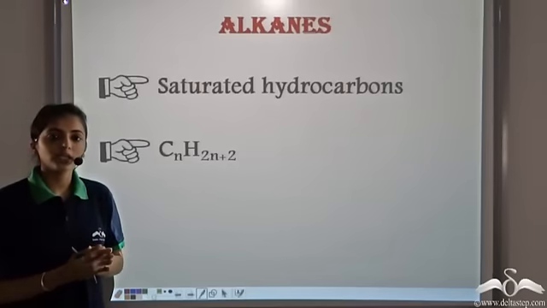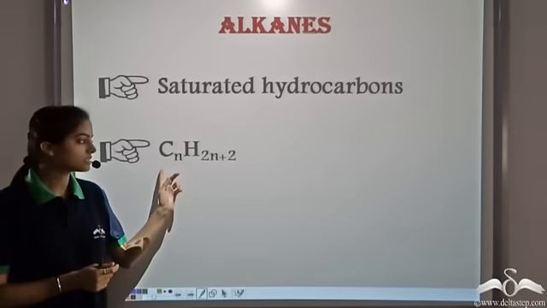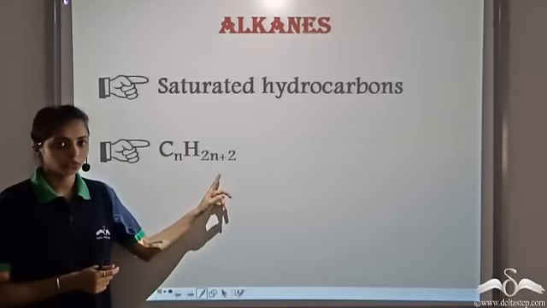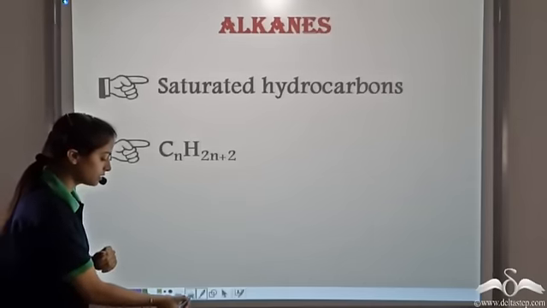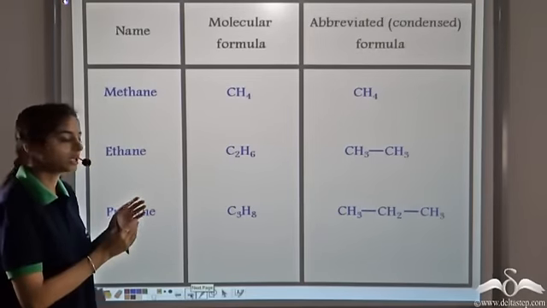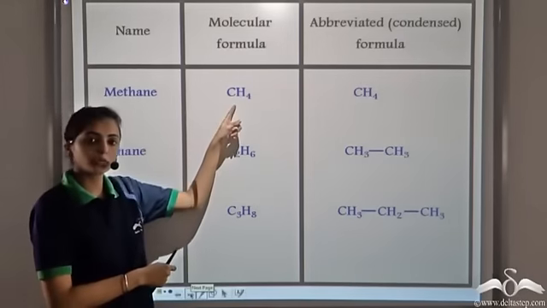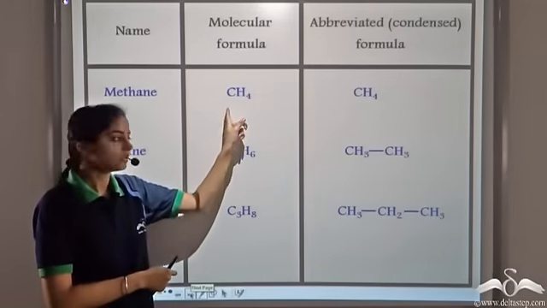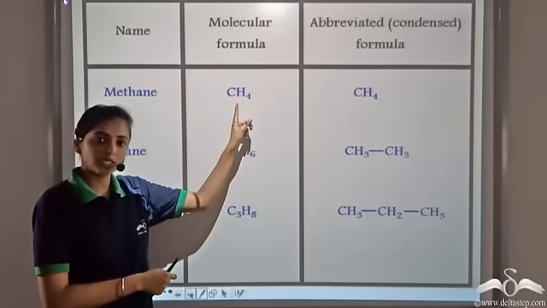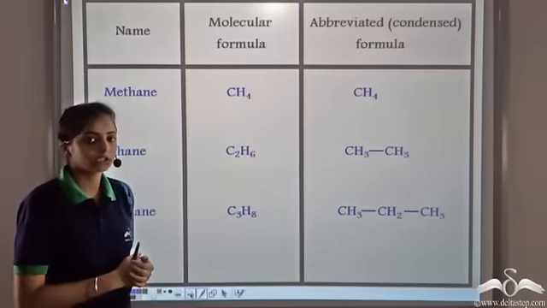We know alkanes are saturated hydrocarbons having the general formula CnH2n+2. By using this formula, we see that the first three alkanes are methane, the first one, having one carbon atom. The molecular formula of methane is CH4 and the condensed or abbreviated formula is again CH4.